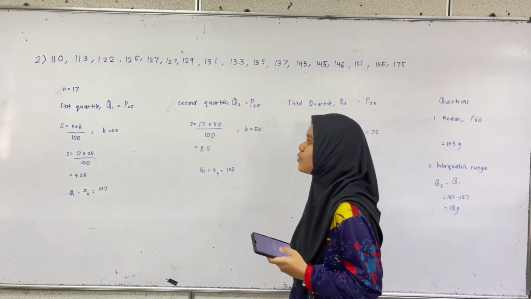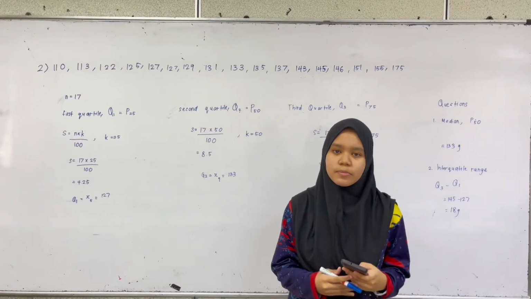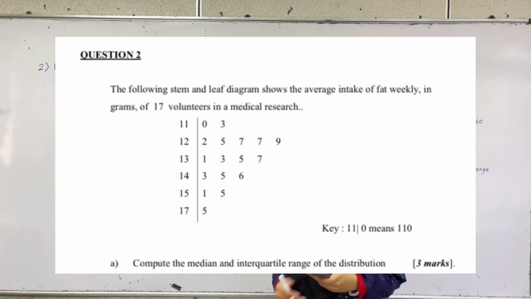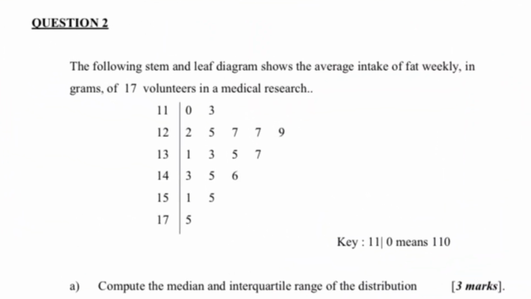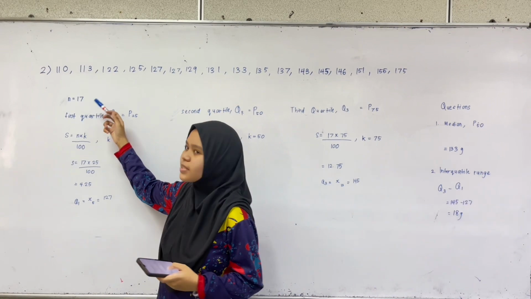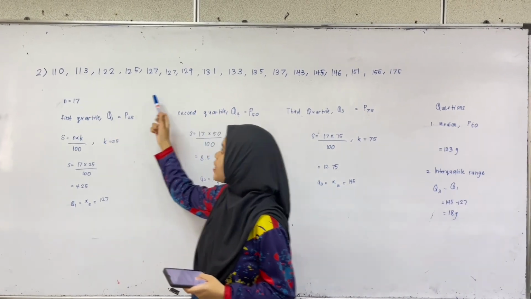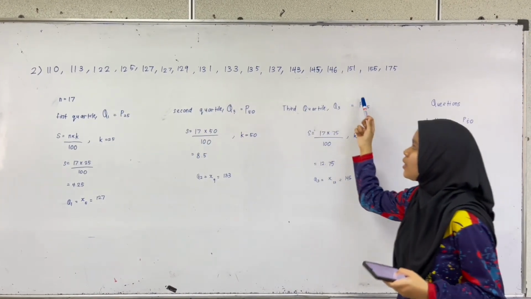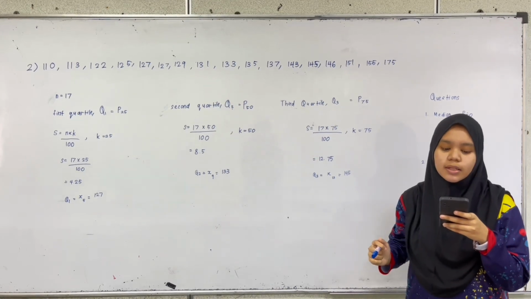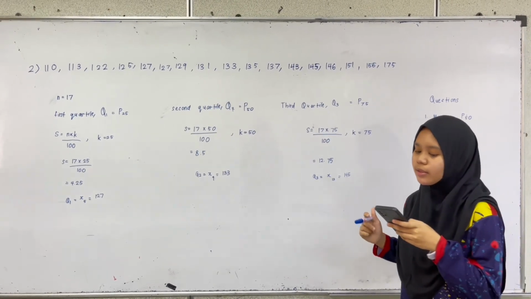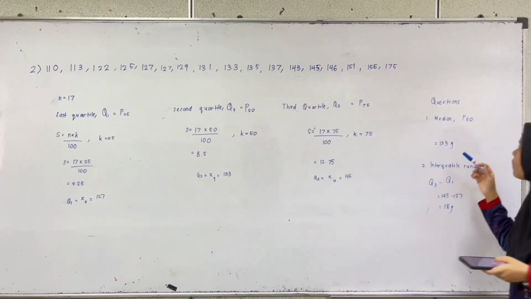So I will present question number 2. Given information is in a stem and leaf diagram. So we have to sort out the data from the stem and leaf diagram. So we will be like this. And the first question is to compute the median and interquartile range of the distribution.